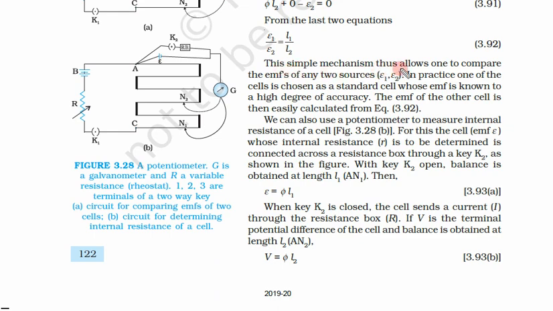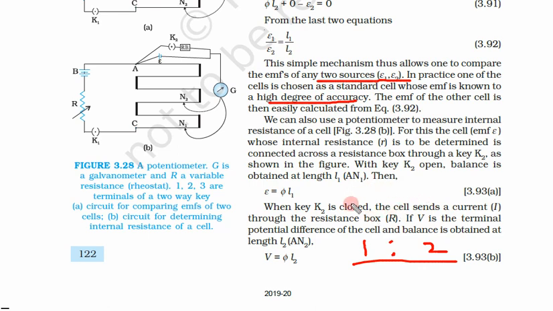Now this simple mechanism thus allows one to compare EMFs of any two sources. So we have compared the EMF of any two cells which had EMF epsilon 1 and epsilon 2. In practice, one of the cells is chosen as a standard cell whose EMF is known to a high degree of accuracy. So what is the meaning of this line? Because we have compared, we get only a ratio. Let us say this is cell 1, this is cell 2. We get only the ratio, not the actual EMF of these cells.